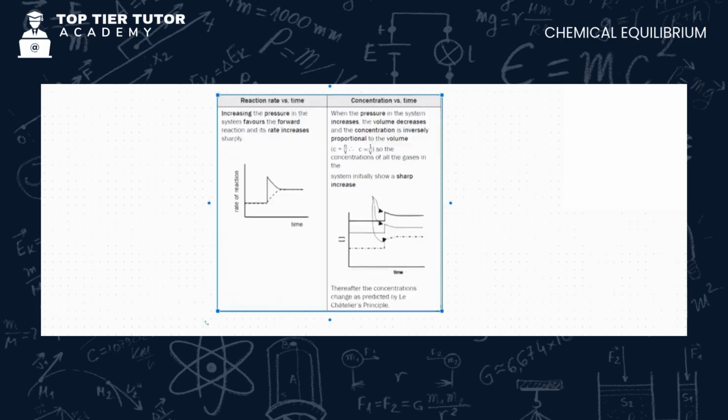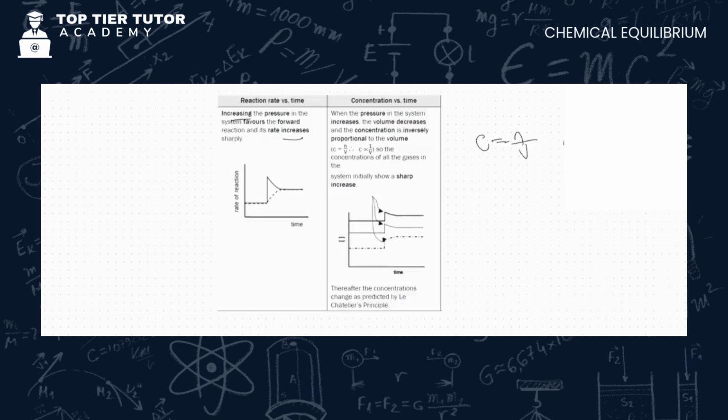When we change pressure, we're going to normally change it by changing the volume, right? So in this case, we increase the pressure by decreasing the volume. If we look at the equation, C equals n over V, we will realize that C is inversely proportional to the volume, implying that when the volume decreases, our concentration should increase.